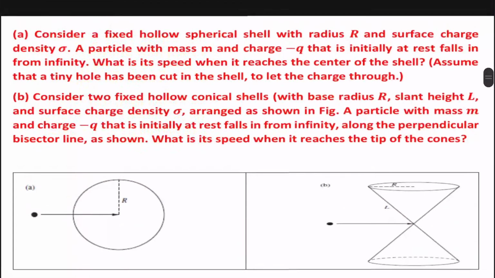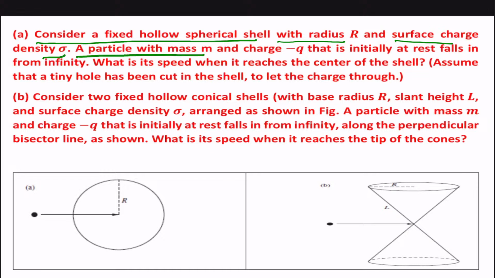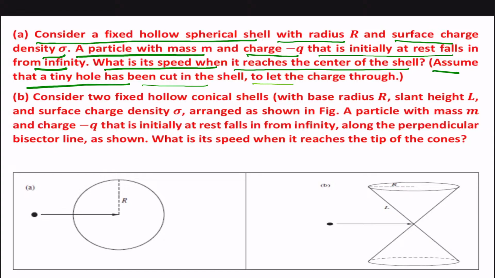Next question. So the question states that it is a two parts question. First one is, consider a fixed hollow spherical shell with the radius R and a surface charge density sigma. A particle with mass m and charge minus q that is initially at rest falls in from infinity. What is the speed when it reaches the center of the shell? Assume that there is a tiny hole cut in the shell to let the charge through.